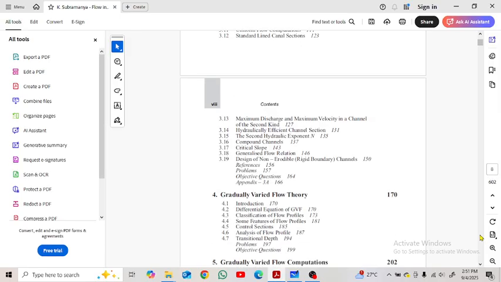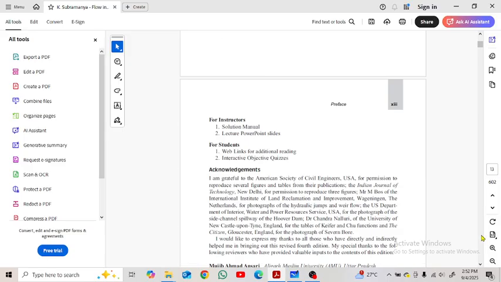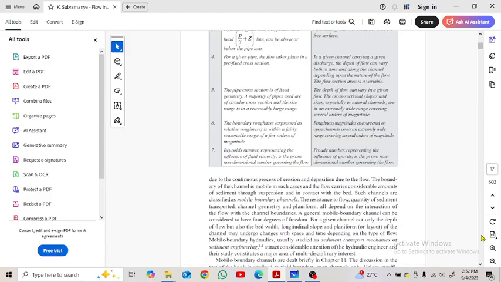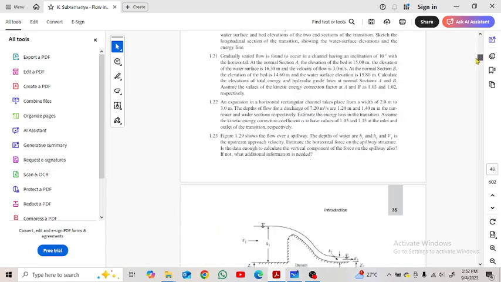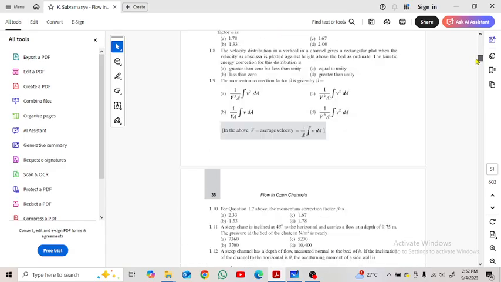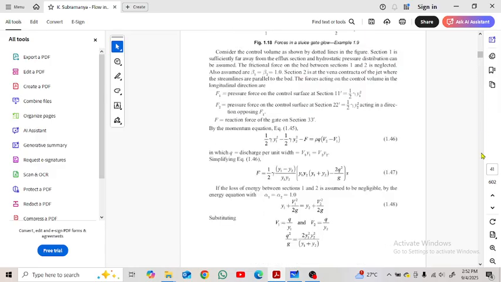Basically I'm here just to guide you today. Let's walk through the book. Okay, so this is the open channel flow book, and many questions from it have already been asked in the IE final examination. You can see here. So I'm going to show you.